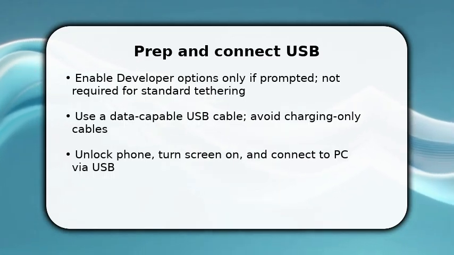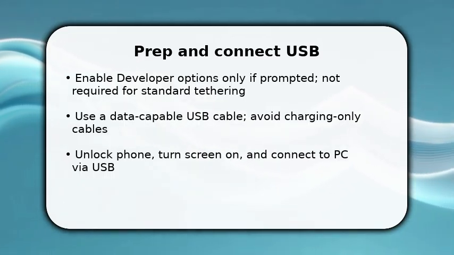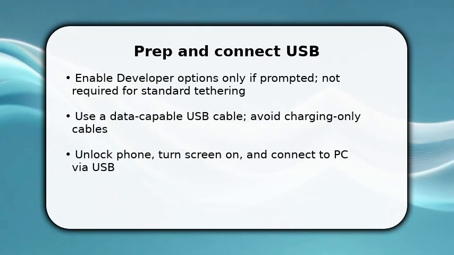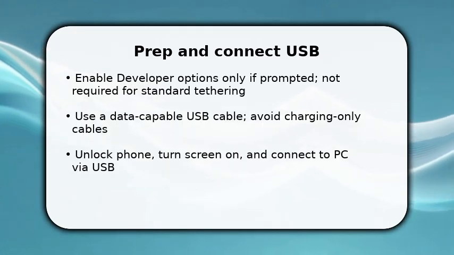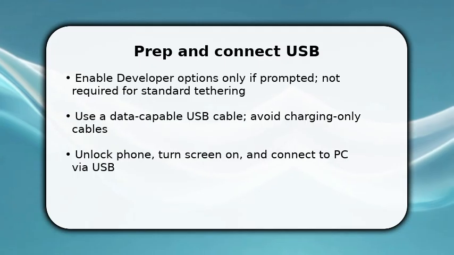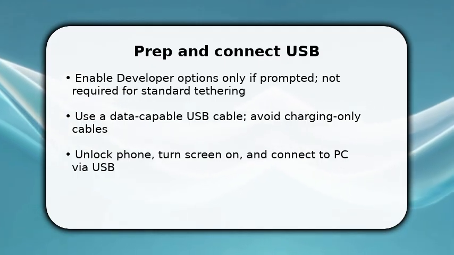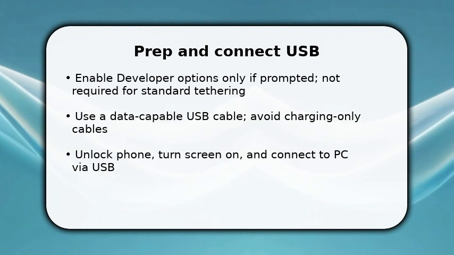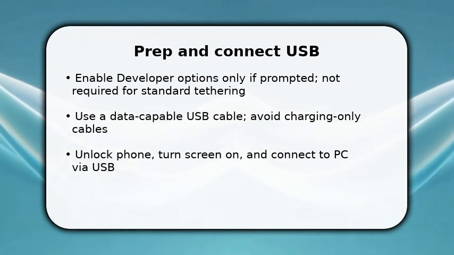If a prompt asks to allow file transfer or USB accessories, choose the option that enables data. You do this now because the phone must present USB modes before Android exposes tethering. Make sure notifications are visible to accept any prompts.